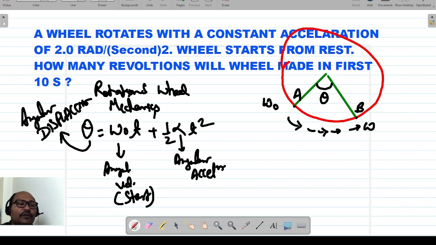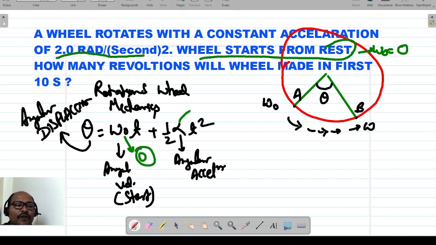So students, we will solve the questions based upon this. Here the wheel rotates with a constant acceleration of 2 radian per second square. The wheel starts from rest. That means omega 0 is equal to 0, right? And angular acceleration is 2 radian per second square, so the value of alpha is 2. It's asking how many revolutions will be made in the first 10 seconds. So time t is 10 seconds.